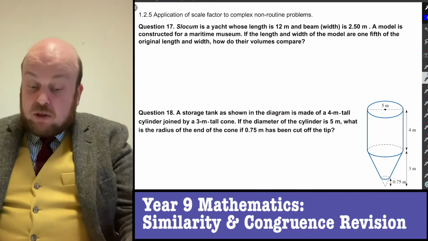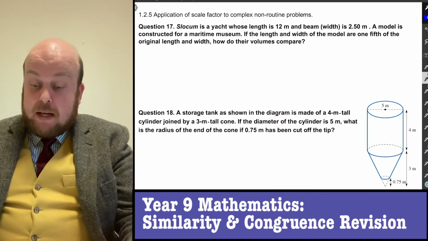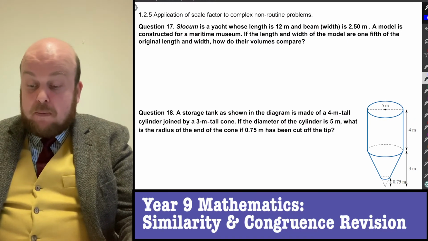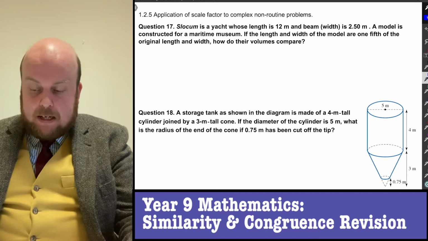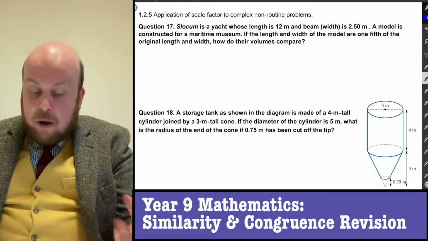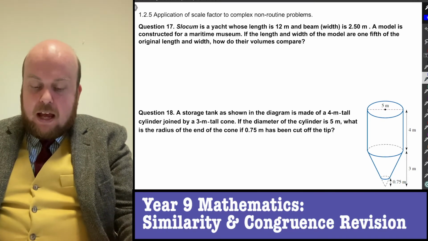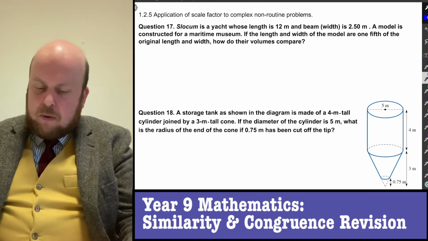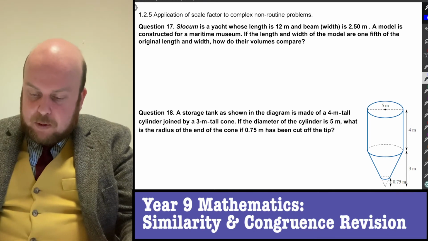Question 17. Slocum is a yacht whose length is 12 meters and beam width is 2.5 meters. A model is constructed for a maritime museum. If the length and width of the model are 1/5 of the original length and width, how do their volumes compare? Oh, what a great question this would be.